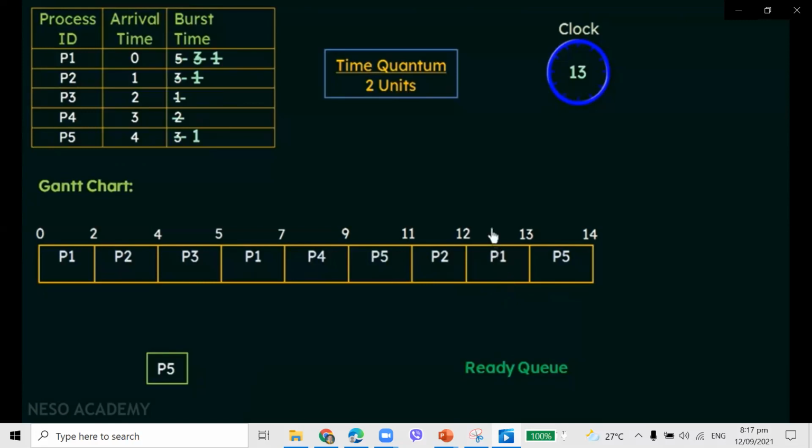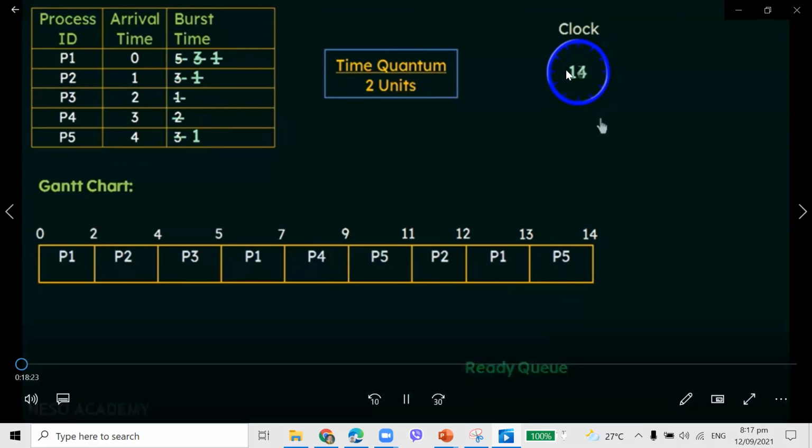So P1 will voluntarily release the CPU at the 13th unit of time and will give the CPU to the last process that is waiting in our ready queue, that is P5. So P5 will now get the CPU at the 13th unit of time. And how long does it have to execute? It has to execute for only 1 unit. So P5 is removed from the ready queue and it comes to the Gantt chart and it gets the CPU for its execution.